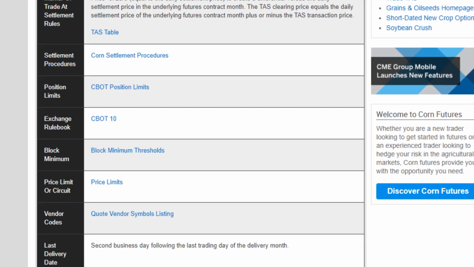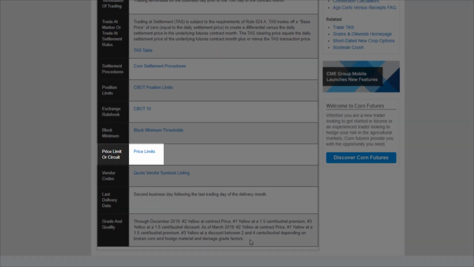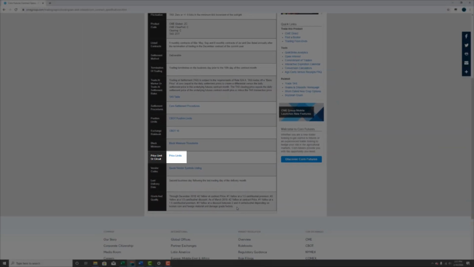Price limit or circuit. Some commodity futures contracts, not all, have daily limits imposed by exchanges. These are prices set the previous day for the maximum amount the market may rise or fall the next trading day. It is important to know if the market you are trading has these limits. Always know this information to avoid being caught in a limit move that can be devastating to your trading account.